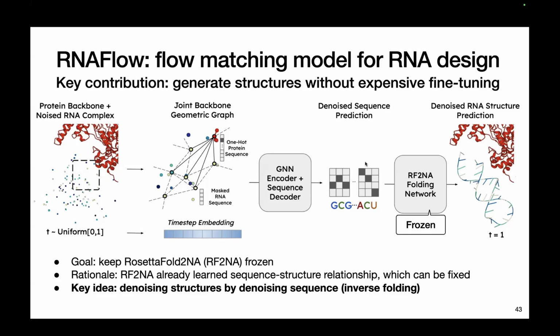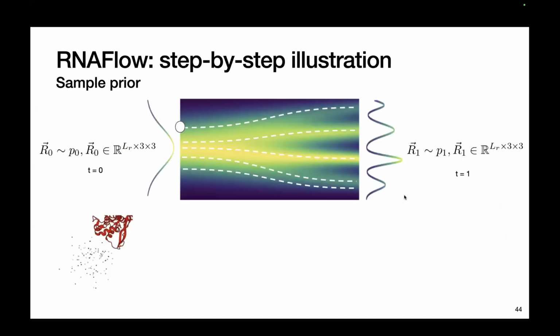So basically, we will train this inverse folding model as a denoiser that can, given a proposed structure, try to infer what kind of sequence will fold into that RNA structure and feed that back into RF2NA to update the structure. But the RF2NA part is fixed. So let's go through this step-by-step illustration of how RNA flow works.